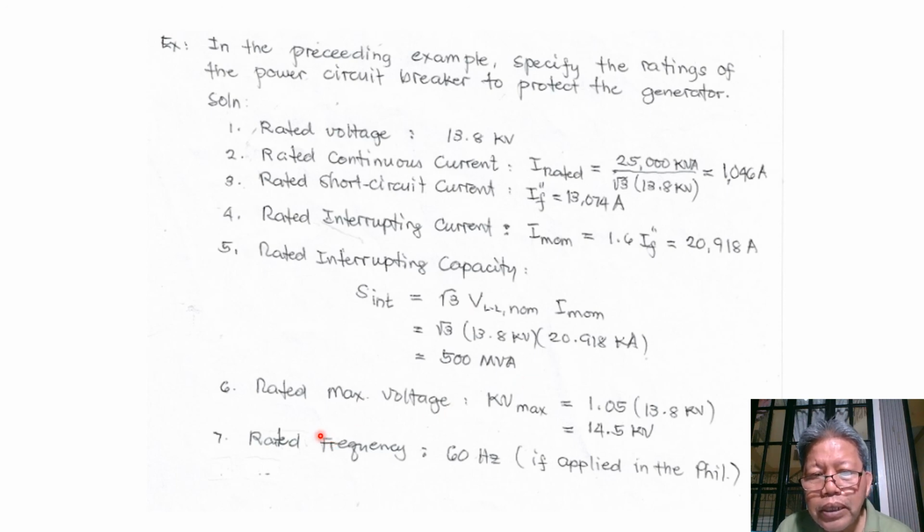Now, the rated maximum voltage or kV max would be 5% over the rated voltage, or that is equal to 1.05 times 13.8 kV. So it is equal to 14.5 kV. So this is the maximum voltage that our circuit breaker should be subjected to. And then, of course, the rated frequency, if we are in the Philippines, is equal to 60 hertz.